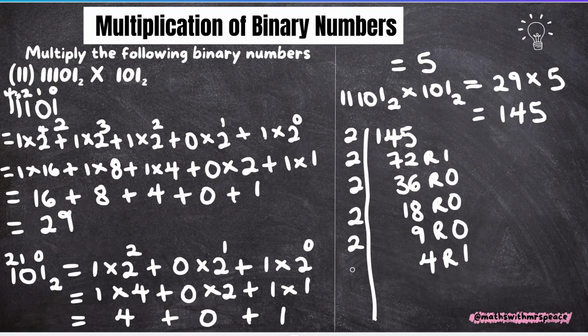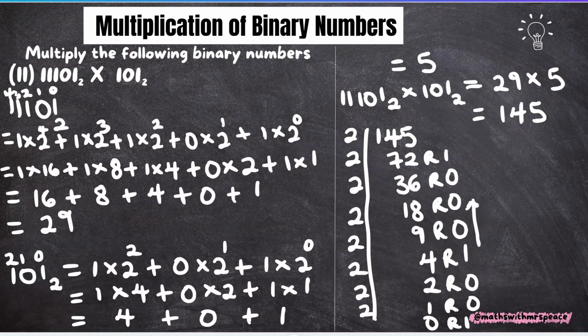4 divided by 2 will give me 2 remainder 0. 2 divided by 2 will give me 1 remainder 0. And 1 divided by 2 will be 0 remainder 1. So we always stop when we have a 0. And anytime we get to 1 divided by 2, you're just going to say 0 remainder 1 because of course 1 cannot divide 2. And now you have to remember that we always write our final answer in this direction.